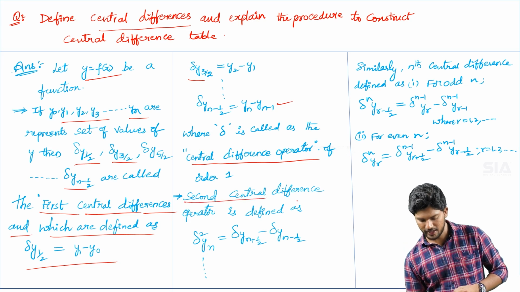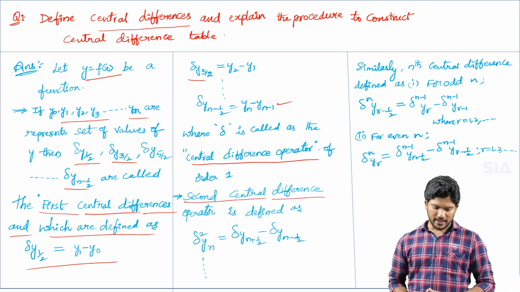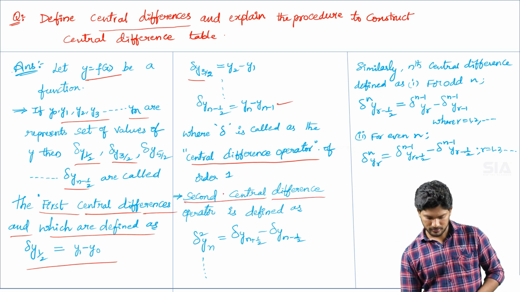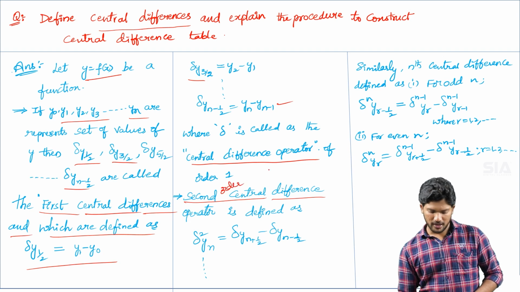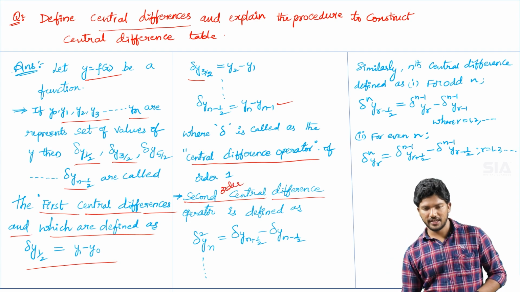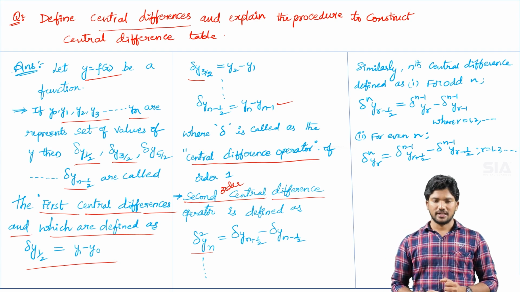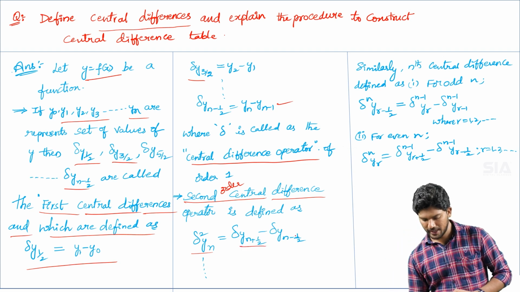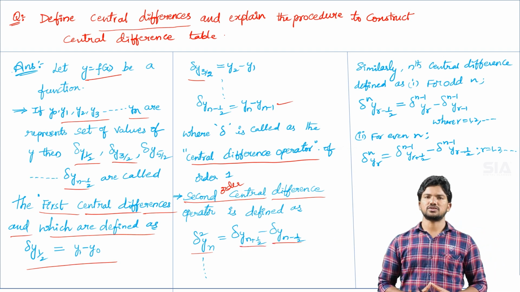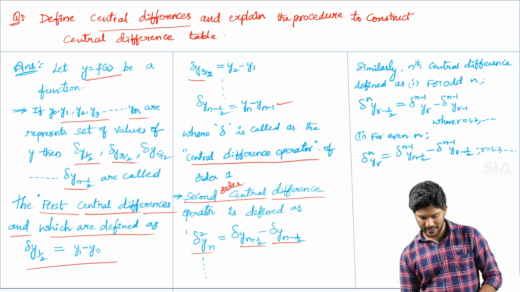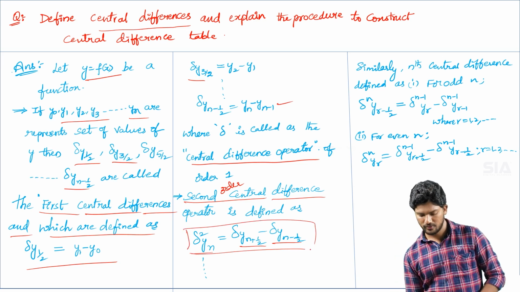Next is the second order central difference operator. The second order central difference operator is defined as delta square y suffix n is equal to delta y suffix n plus 1 minus delta y suffix n minus 1. So this is the second order central difference operator formula.